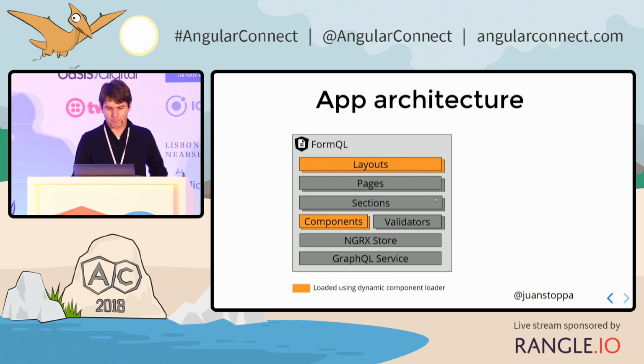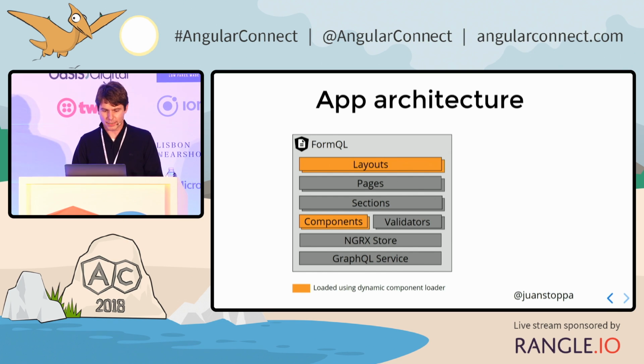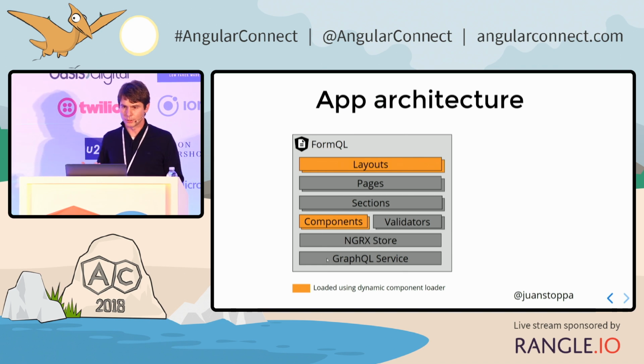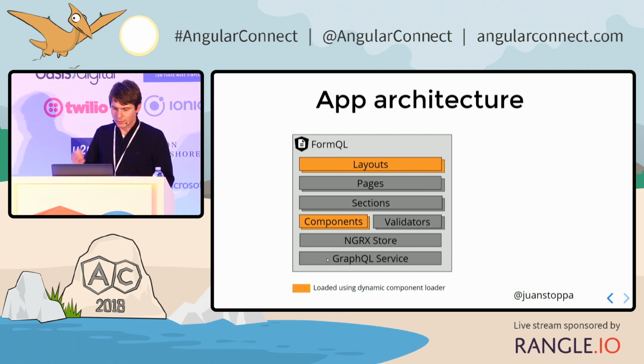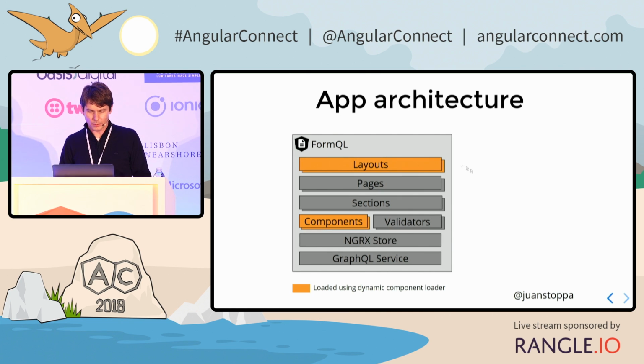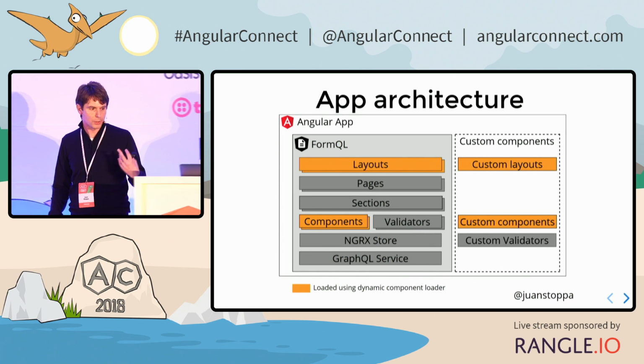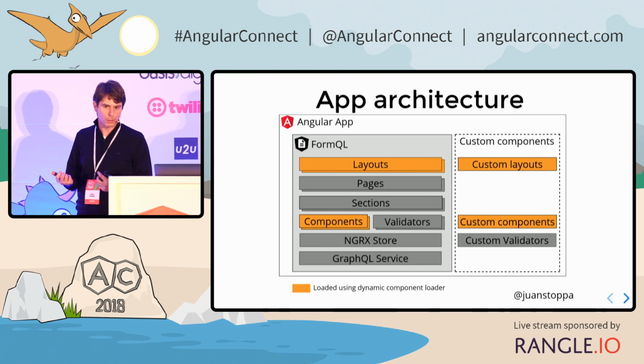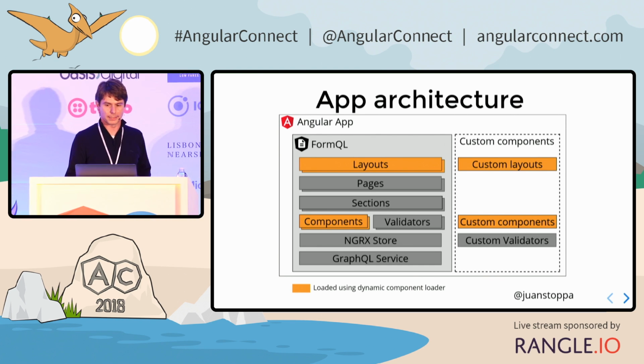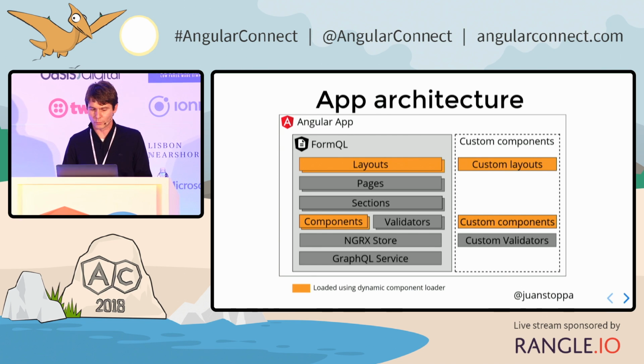So here, again, is the app architecture. I have the components and all the components involved in the framework. Just notice that the layout and the components are loaded programmatically using a Dynamic Component Loader. Something that I didn't tell you is that FormQL, in this case, is a library that has been imported into an Angular app. So you can create your own custom layout and your own custom component, and they can be loaded programmatically. That's really powerful, because then you can extend your application without breaking your main framework.